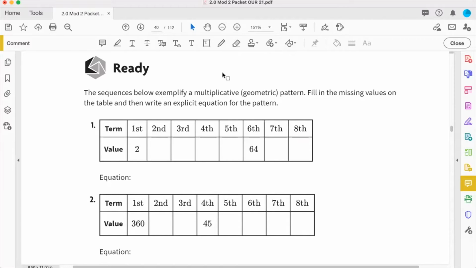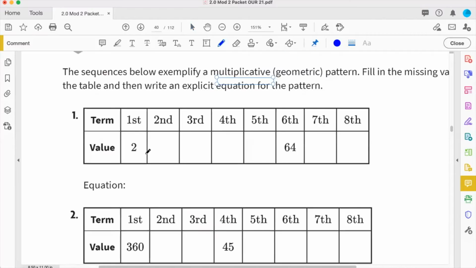If this problem feels like a recap, that's a good thing. We're in the 2.4 already. We are making a multiplicative, aka geometric, aka exponential pattern appear with only a few terms given. We're filling in the missing values on the table and writing an explicit equation for the pattern. Wonderful. Let's start with problem one.